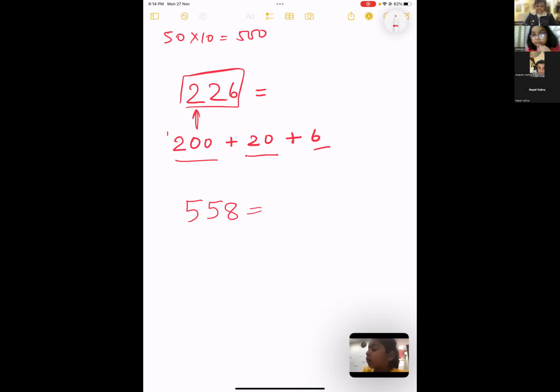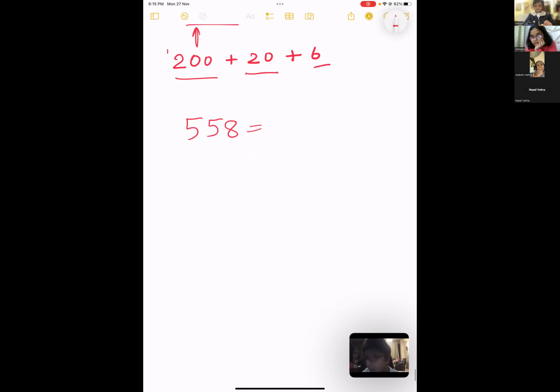Evangeli, are you having any difficulty? Yes, ma'am, I'm having difficulty. Yeah, Shanaya is correct. Idhika is correct. Sakshi, correct? Kabir, you can't write it in the expanded form? No, ma'am. What number is this? Can you read aloud?